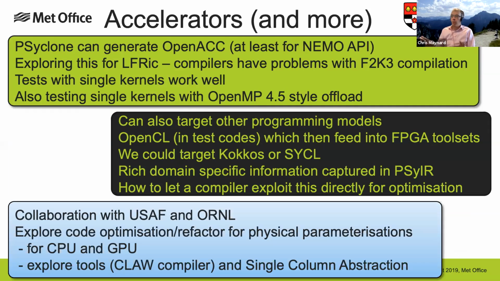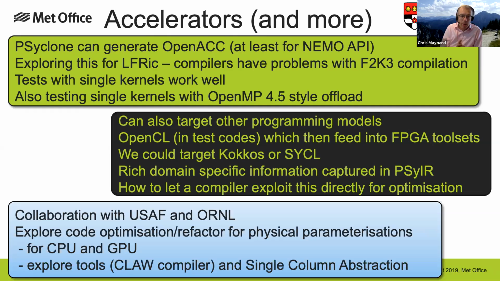We have problems with compiling the whole model. We have compiler bugs with compilers that can compile for GPUs, such as the Cray and PGI compilers, but we're working on getting those fixed. In principle, we can go further. We could look at generating OpenCL to feed into FPGA toolsets. We've done some experiments with that, and it's been quite successful. In principle, we could even target CUDA or SYCL, exploiting the rich domain information that we capture in the intermediate representation of PSyclone.